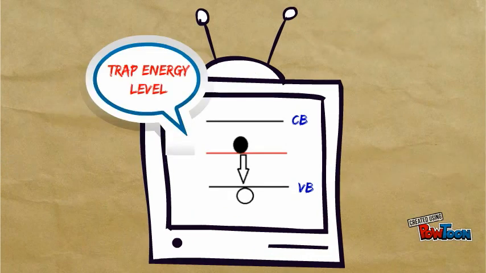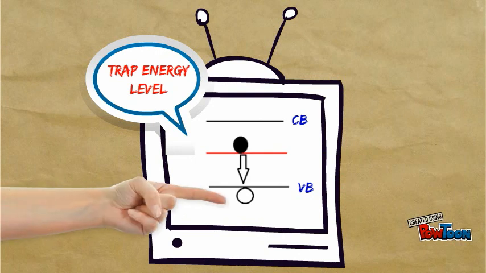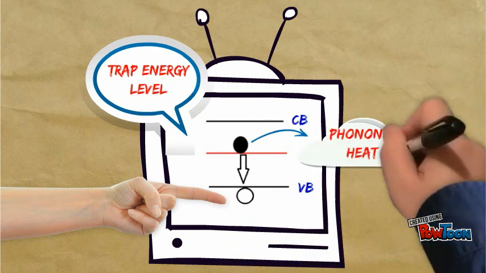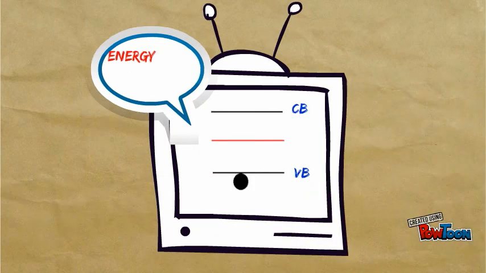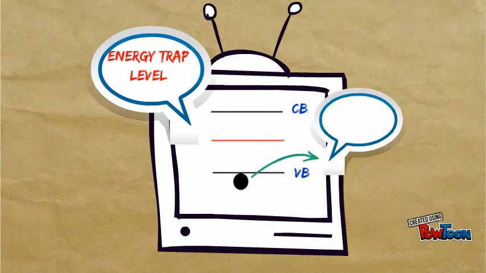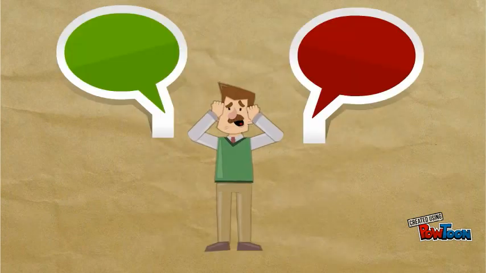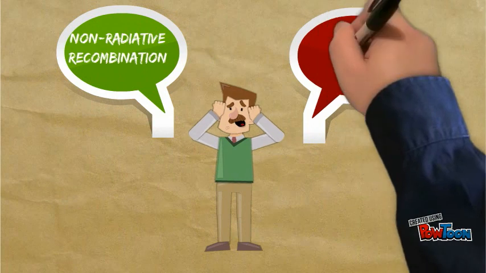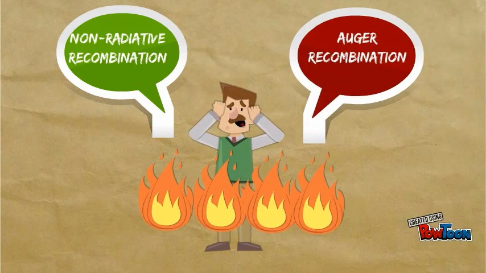When the free electron in the conduction band wants to recombine with free hole in the valence band, it will first stop at the trap energy level, and then it will release phonon as an energy, which is heat. Then the free electron will continue its journey and go to the valence band to recombine with the free hole, and it will once again release an energy in terms of phonon. In LED, non-radiative and Auger recombination is not what we want, because it gives out energy in terms of heat, not light. Now let's take a look at the third type of recombination, which is radiative recombination.